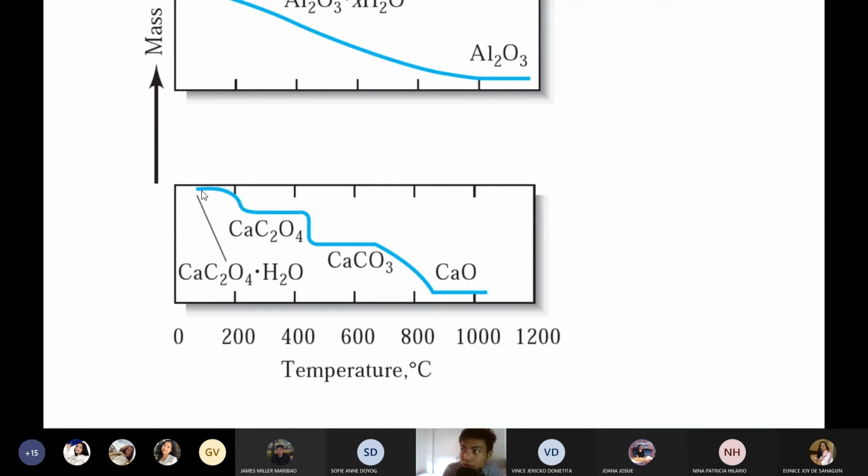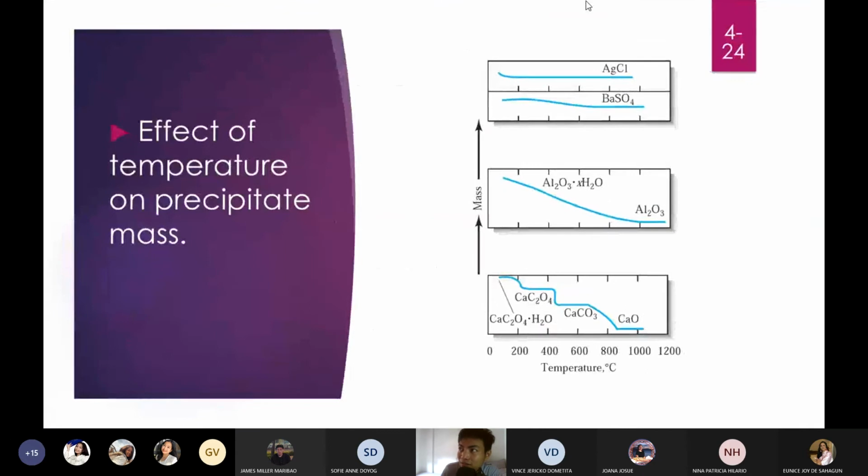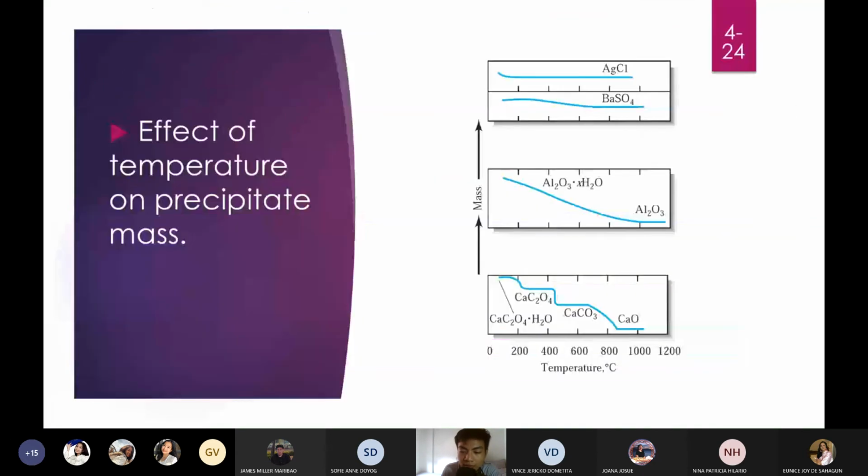Okay, so for example, you start with calcium oxalate na may hydration. So, itong first curve, mawawala yung water. Then, yung next curve, mawawala yung carbon dioxide. Then, sa next curve, mawawala uli yung carbon dioxide. So, you will be left with calcium oxide. Okay? Carbon oxide daw. Okay. So, ito yung effect ng temperature sa ating precipitates.